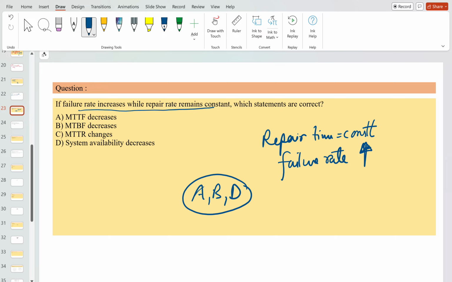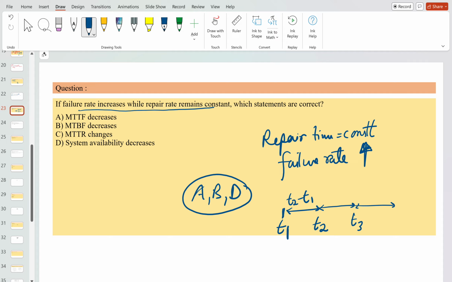So when you see through this, we don't know any definition. Just in layman terms: if the repair time is constant and the failure rate is increasing, suppose this was the time T1 when the first fault came, and this is the time T2 till it got repaired, meaning T2 minus T1 is the time it took to get repaired. Then again a failure occurs at T3, then again it got repaired, and so on.